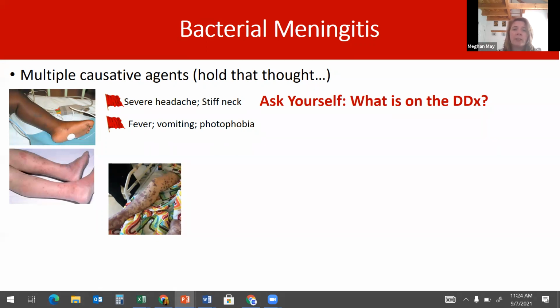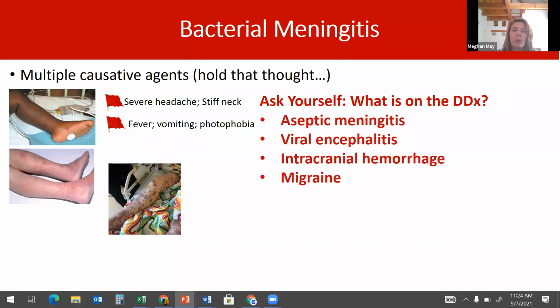So when patients present acutely with bacterial meningitis, they have that severe headache and very stiff neck, remember, where they can't touch their chin to their chest. They will also almost always have fever. There's usually vomiting and just severe photophobia. What's on your differential? So aseptic meningitis or viral encephalitis, we're going to talk about those in a few minutes. And also lower down, you have things like intracranial hemorrhage or severe migraine.